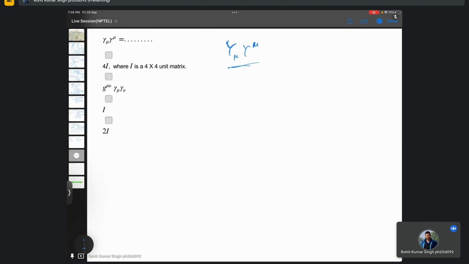So to do this, you can again use the Clifford algebra by taking one covariant and one contravariant index, so that you have the metric tensor like this. And so what does this mean? Can you tell me what its value is? This you should know, right?